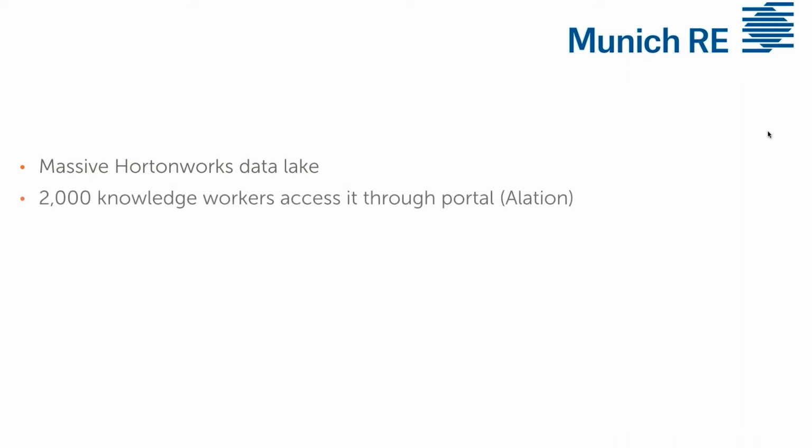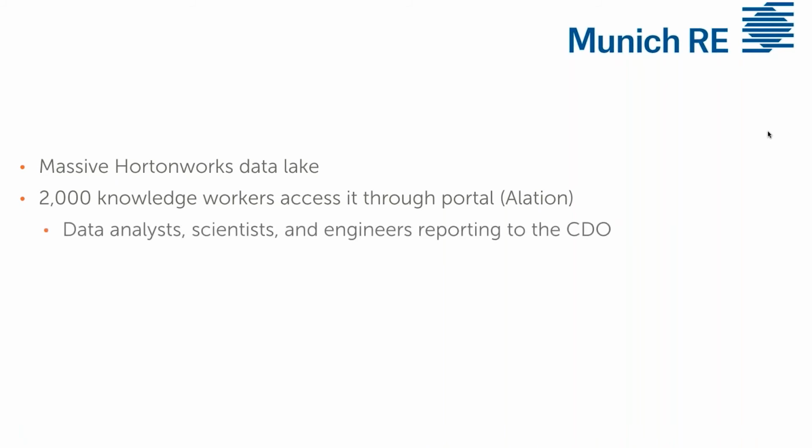Now we're leaving the Forbes article, but sticking with Munich Reinsurance, talking a little bit about what Wolfgang is describing a bit more concretely. They've got a massive Hortonworks data lake, and about 2,000 knowledge workers access it through this data lake portal, which is actually, in their case, the Alation catalog. And it's cool, they only had a handful of folks who were able to access the lake before this, but the portal made it extremely widely applicable and usable.